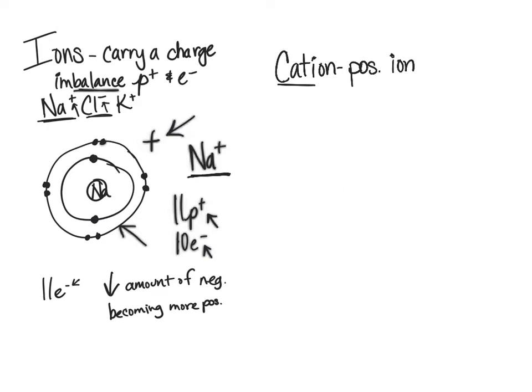Let's take a look at chlorine in the same way that we looked at sodium. So we have our chlorine, or chloride. This is our nucleus. Around the nucleus, we have our first orbital. Just a note here: chloride has 17 protons, so we're going to be looking at 17 electrons.